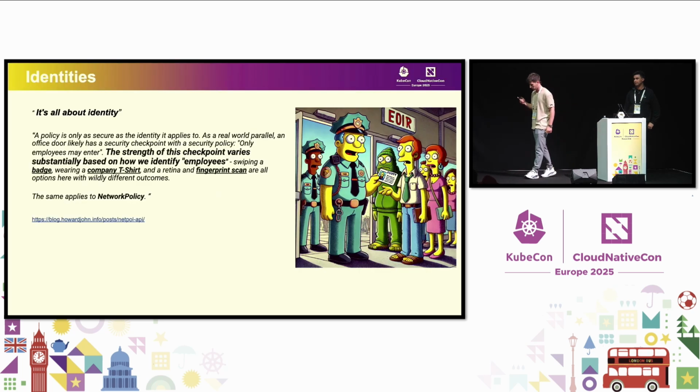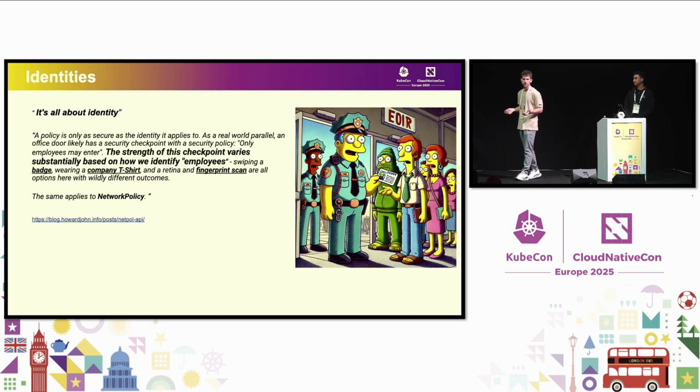So first I want to quote John Howard. John is an Istio maintainer and has been doing a lot of work in this area. And John compares this problem to a security checkpoint that checks employees. And John's saying that the strengths of the checkpoint vary substantially based on how we identify employees, right?